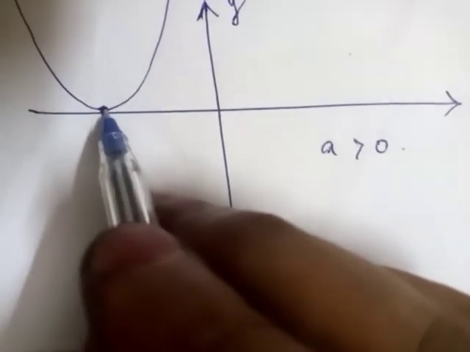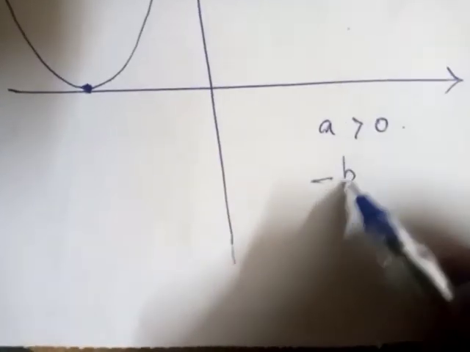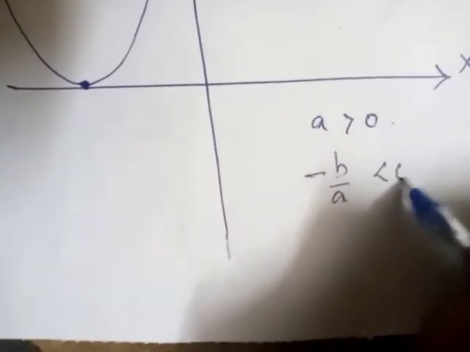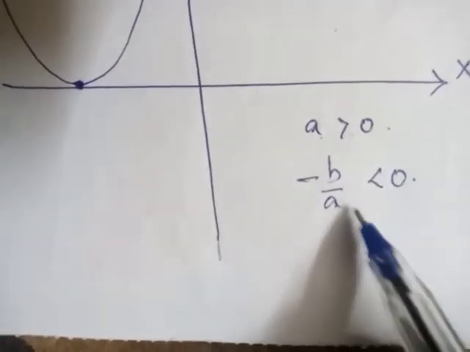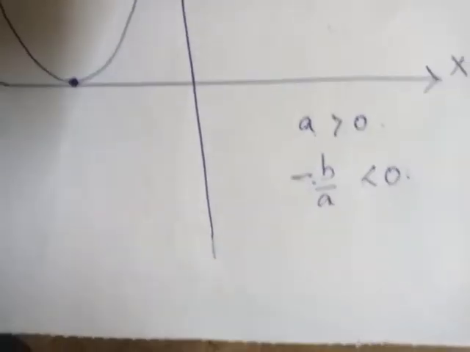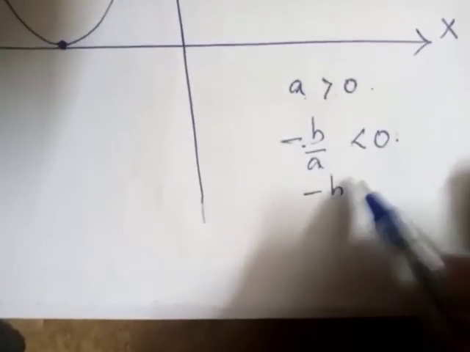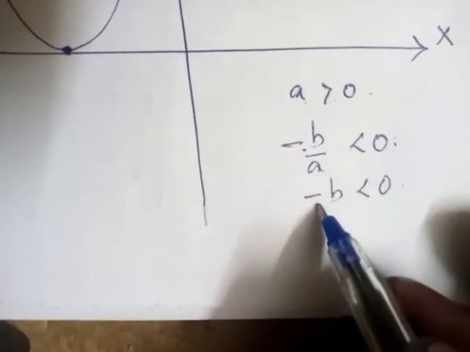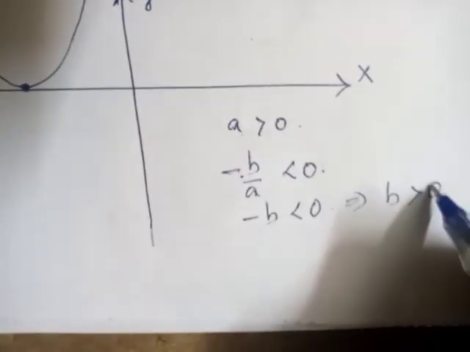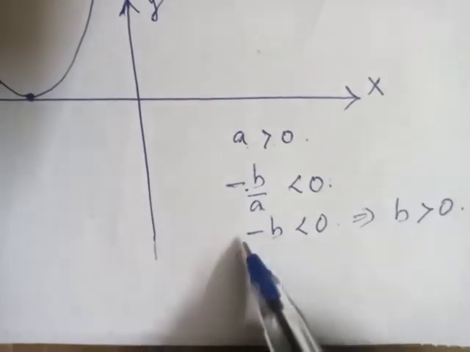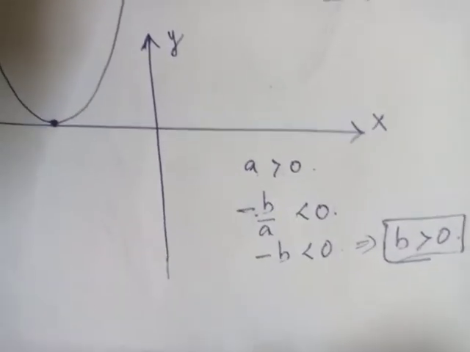So two zeros, if you add the negative values, what will you get? The sum becomes negative. So that minus B by A becomes less than 0. See here, A is greater than 0. That means the denominator is positive. So minus B is less than 0, right? Minus B less than 0 means, what do you think about B? B is greater than 0. Correct? B greater than 0. If you change the sign, what will you get? It is negative. So B value is greater than 0.